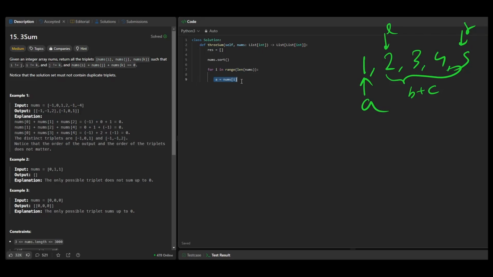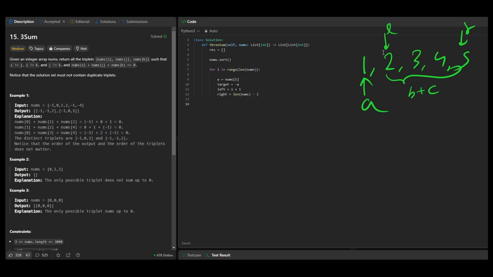Once we have our A assigned, let's try to create a target. So the target I am looking for is equal to negative A. Then I would like to have a left pointer which is pointing to I plus 1, and I would have a right pointer which would point to the end of the list, so length of nums minus 1.